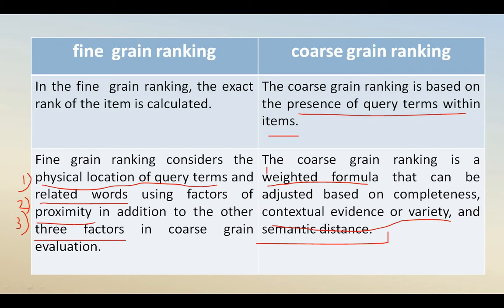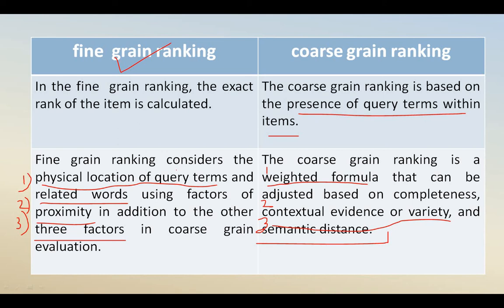Number one, it is the weighted formula. Number two, it is variety, contextual evidence. Number three, it is semantic distance. Semantic distance means, meaningfully, whether both are relevant or not. So these three factors are also taken into consideration in the fine grain ranking. So comparing both kinds of ranking, we can say fine grain ranking is the good measure and a better method for ranking.